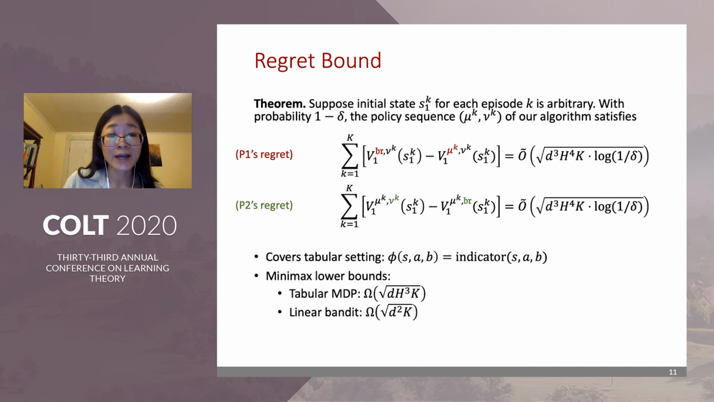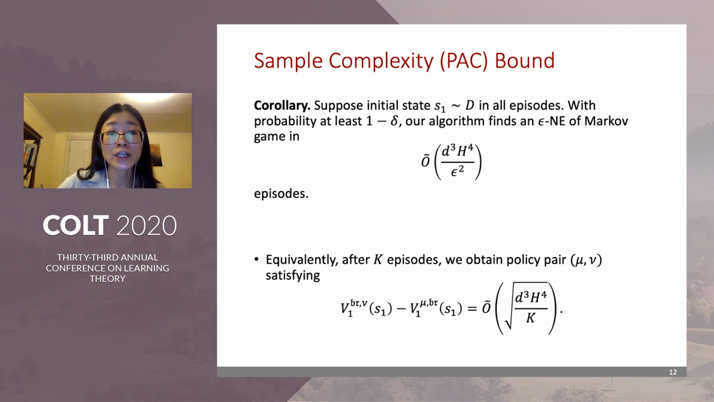It's a standard fact that we can convert the regret bound here into a sample complexity bound. In particular, our algorithm can find an epsilon Nash equilibrium of the game in a number of episodes that scales in this order. In other words, after K episodes, the gap between the best response value functions of these two players scales in the order of 1 over square root K.